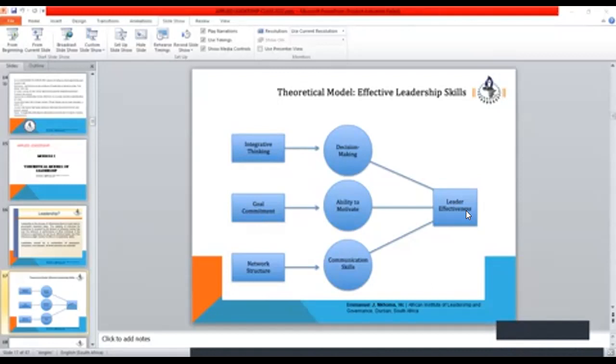As an effective leader in your company or your organization, you have set goals. But what are the procedures that you have put in to make sure that you remain committed to that big goal? As a leader, you must have the ability to motivate your team. Goal commitment requires the ability to motivate.